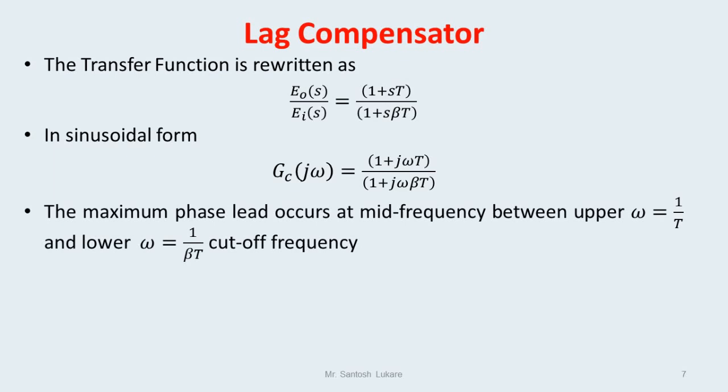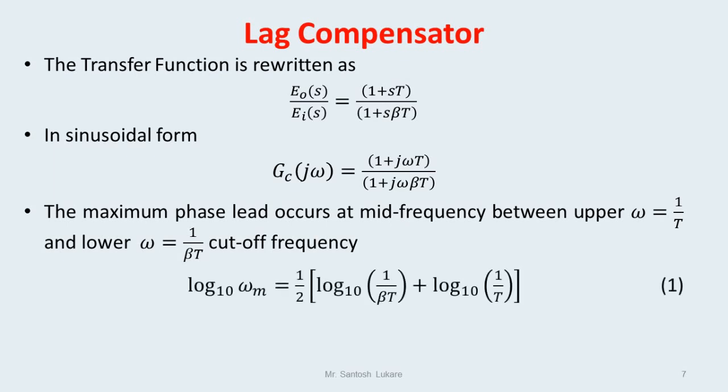From the magnitude plot we observe that the maximum phase lag occurs at the mid frequency, which lies between the upper corner frequency, omega equal to 1 by T, and the lower corner frequency, omega equal to 1 upon beta T. If we take the logarithmic mean of the lower and upper corner frequencies, we get the mid corner frequency, expressed as log to the base 10 of omega m is equal to 1 by 2 in brackets, log to the base 10 of 1 by beta T plus log to the base 10 of 1 by T.